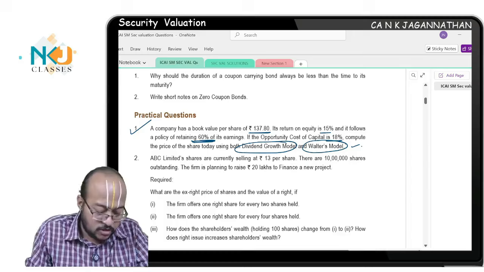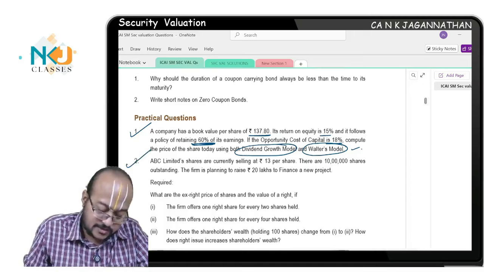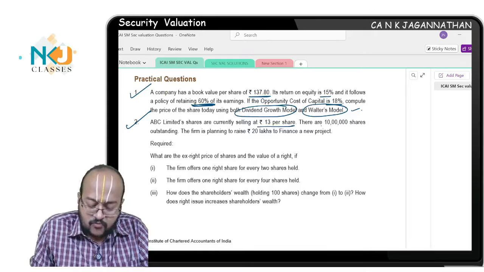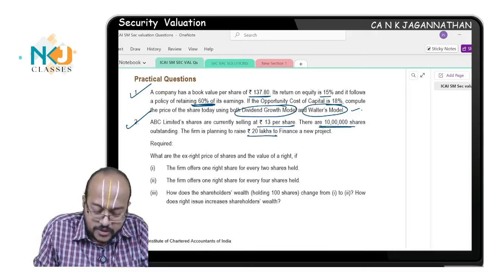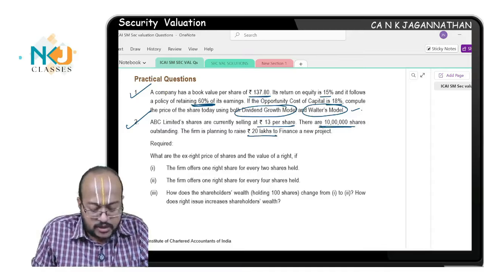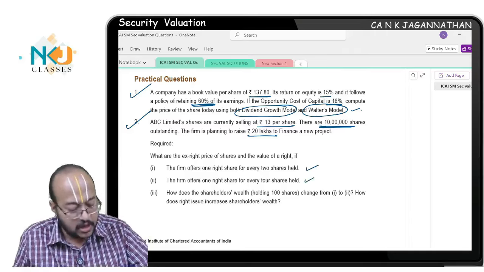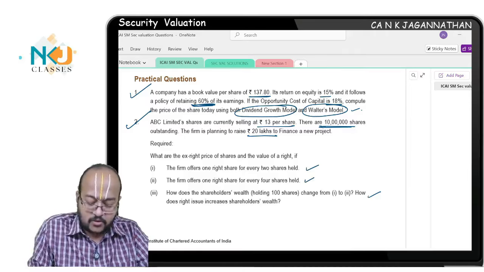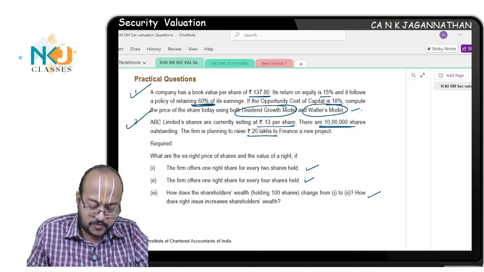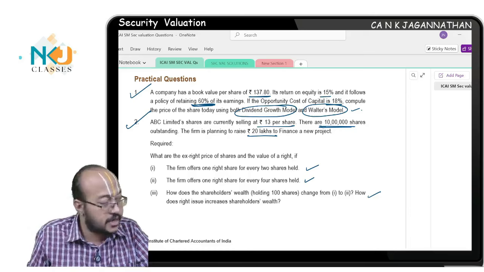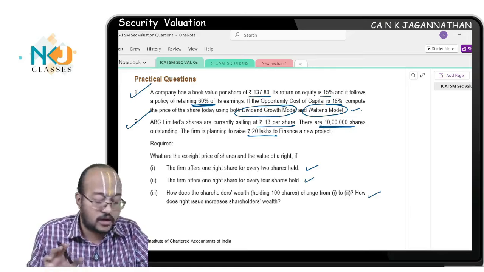Next, question number 2, which is about right shares. ABC Limited shares are currently selling at 13 per share. There are 10 lakh shares outstanding. The firm is planning to raise 20 lakhs to finance a new project. What are the ex-rights price of shares and the value of the right if the firm offers one right share for every 2 shares held, and if the firm offers one right share for every 4 shares held? Lastly, how does the shareholders' wealth, holding 100 shares, change in each case, and how does a rights issue increase the shareholders' wealth? We will see whether it increases or remains the same.